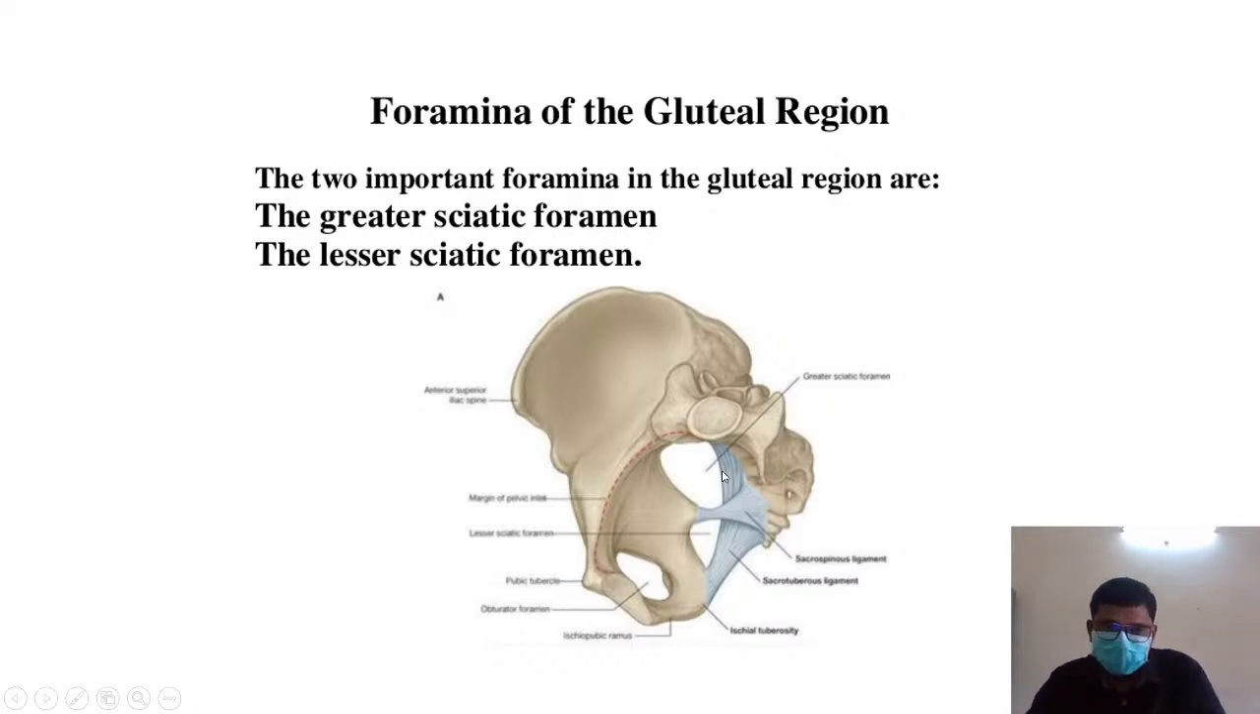Now coming to the foramina, there are two important foramina in the gluteal region. That is the greater sciatic foramen. You can see this big one, and also there is a small one in between the sacrospinous and the sacrotuberous ligaments, that is called the lesser sciatic foramen.